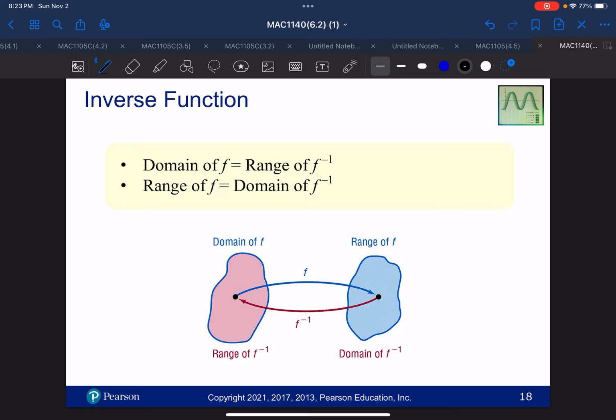Okay, so like I was saying, the domain of the original function f is equal to the range of the inverse of f. And the range of the original function f is equal to the domain of the inverse. So they just get switched.